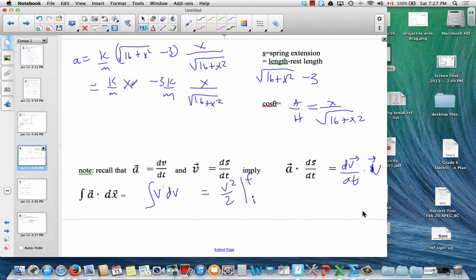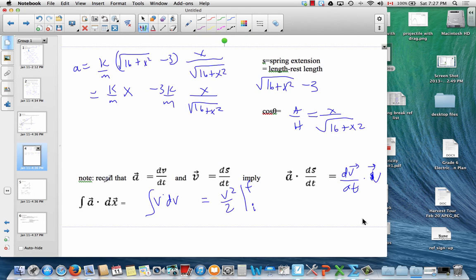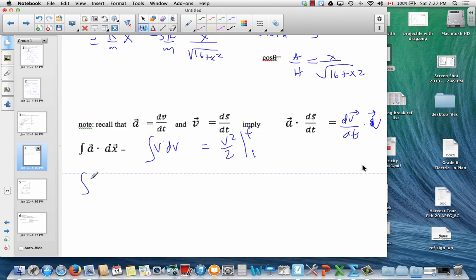So let us take that and pop it in there. Need a little bit more room. Alright, so it is going to be the integral of k over mx, and we'll split this up into two because there's two terms there, dx, minus 3k over m. I'll save myself a step and pull the constant out, x, and then I'm going to write this 1 over square root as a negative exponent, negative 1/2 dx. And this is just going to be v squared over 2, and it's going to be from initial to final. Now this is a very easy integral to do.